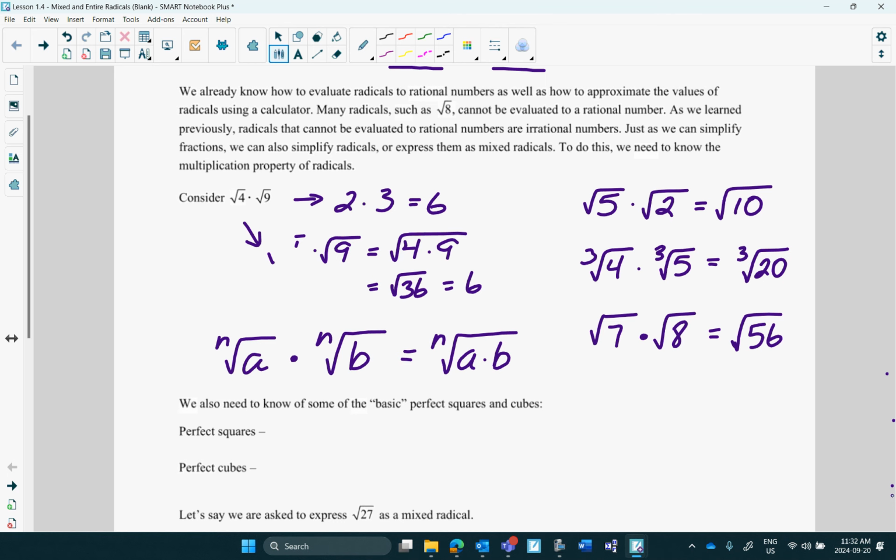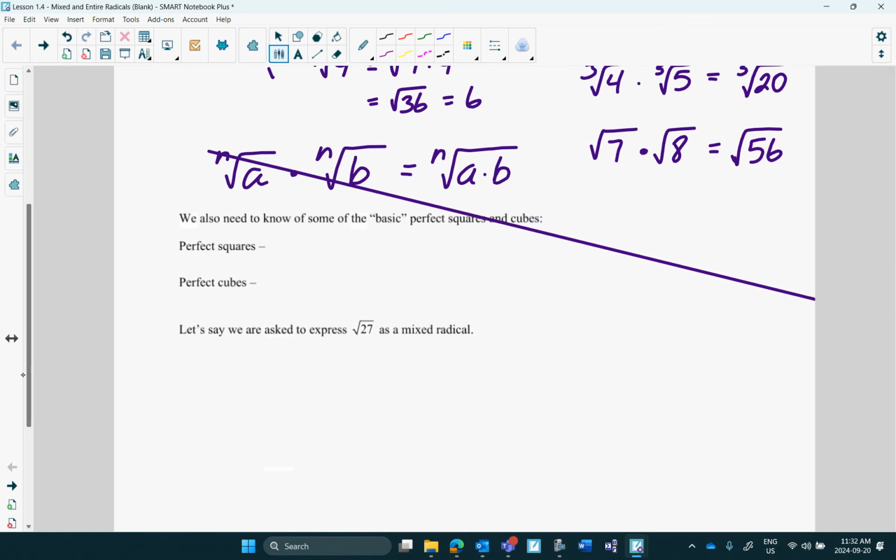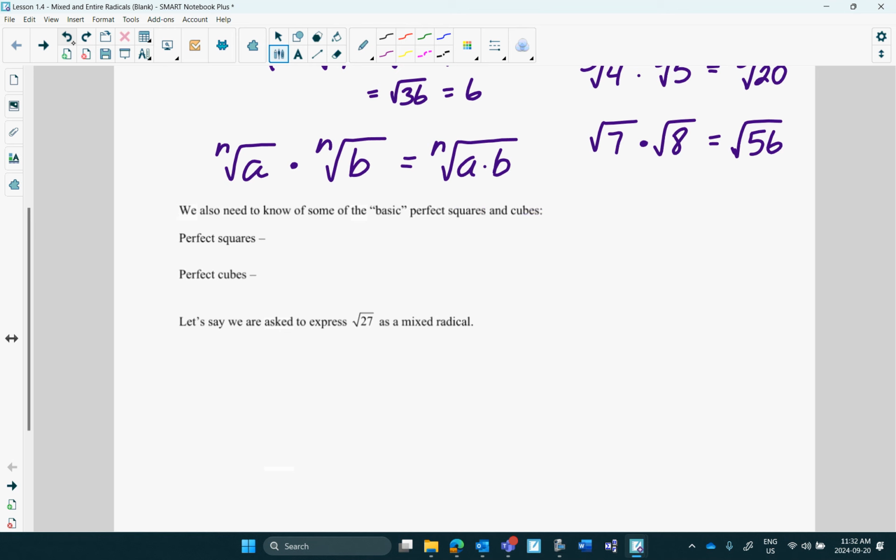We have to know how to multiply radicals in order to simplify them. So we have to know this first. The next thing we have to know are perfect squares and perfect cubes past 1.